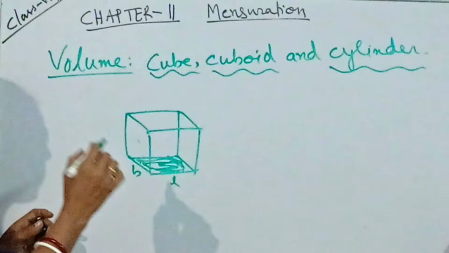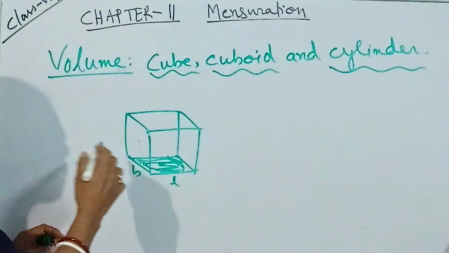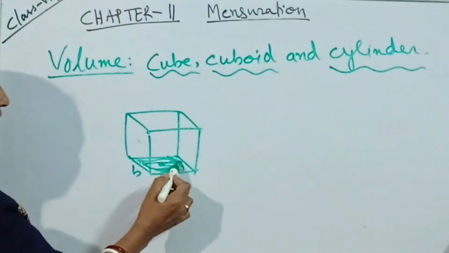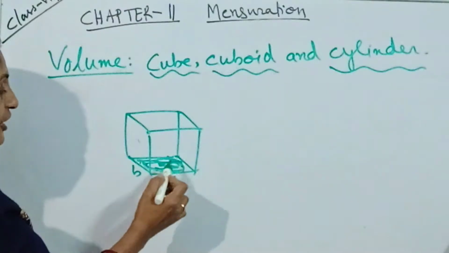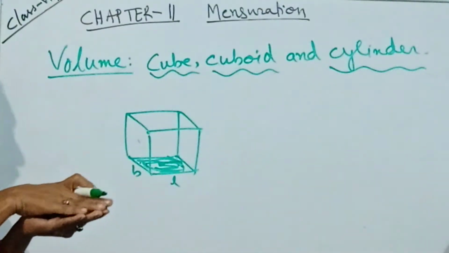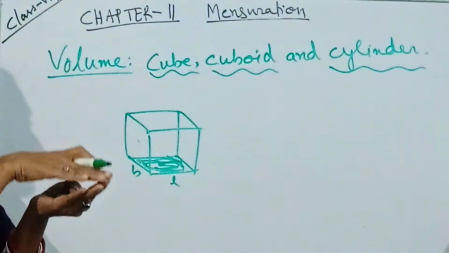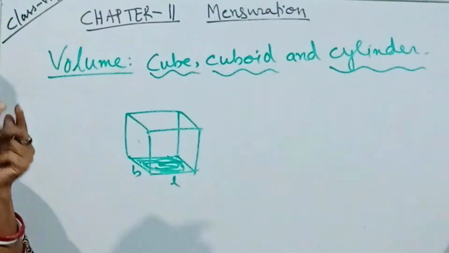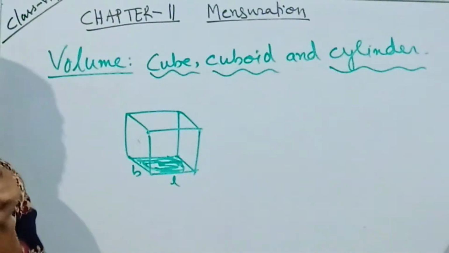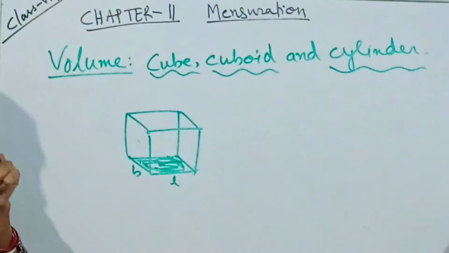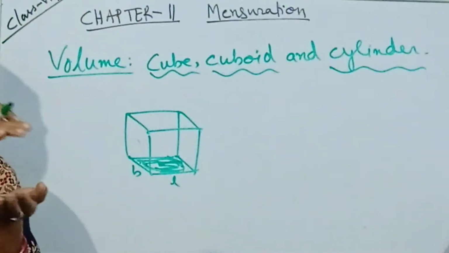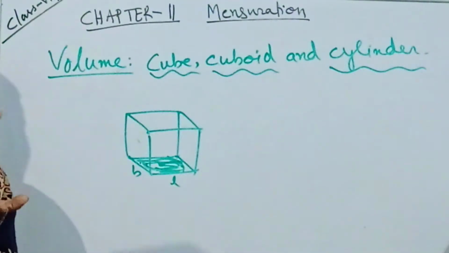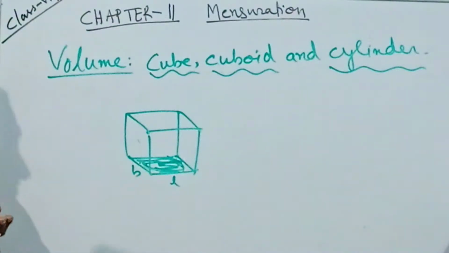Now in case of a cuboid, if I am placing one piece on another, and we get a certain height, we think about the total enclosed part after keeping all these shapes together. That is the volume.